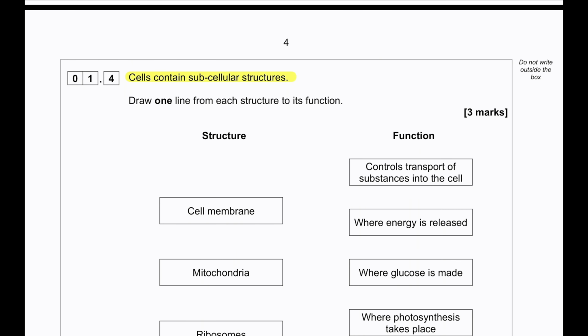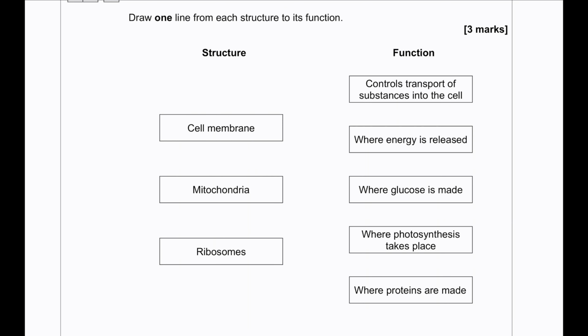Cells contain subcellular structures. We have to draw a line from the structure to its function. So for example, cell membrane. Now what is the function of the cell membrane? We know that the cell membrane controls the entry and exit of substances in the cell. So it will be the first option. Mitochondria. Now mitochondria is the powerhouse of the cell, so mitochondria is where energy from glucose is released. Ribosomes. We know that ribosomes are mainly responsible for making proteins, so ribosomes are where proteins are made.